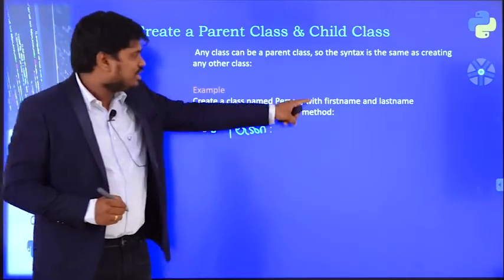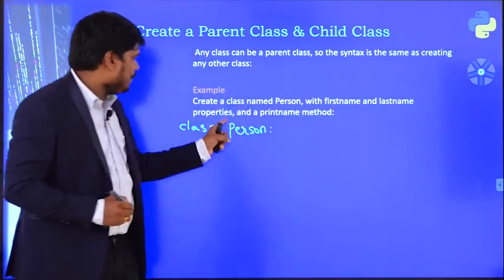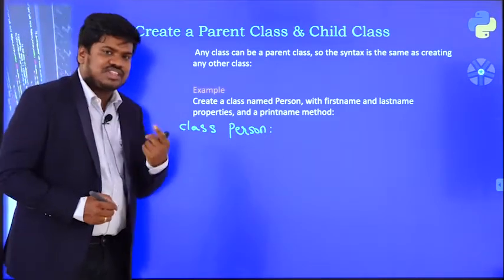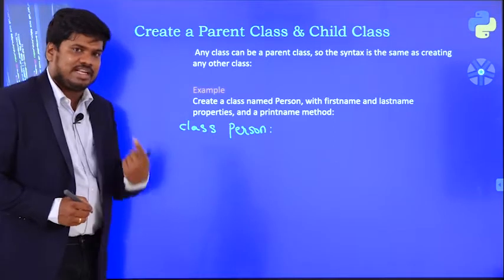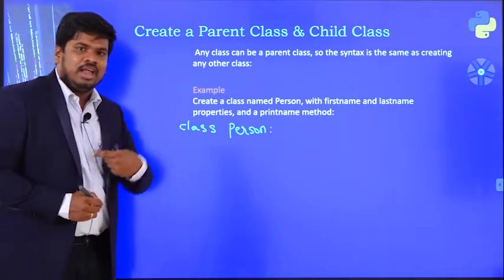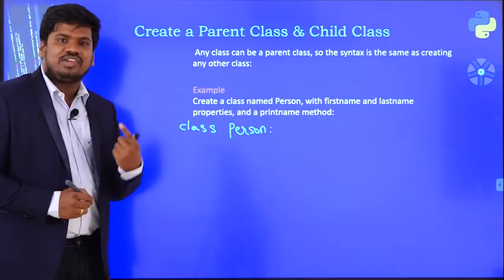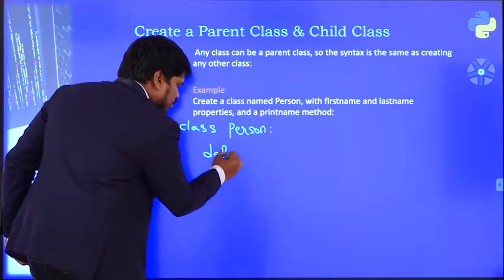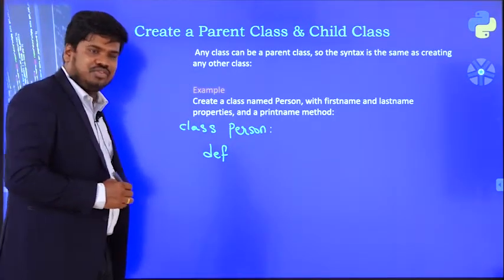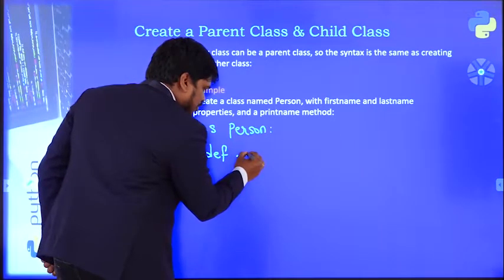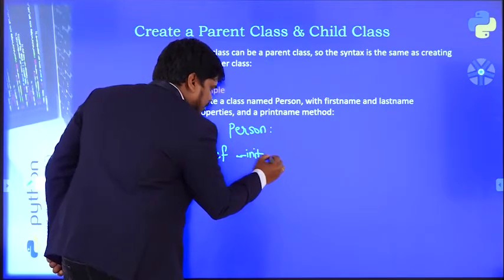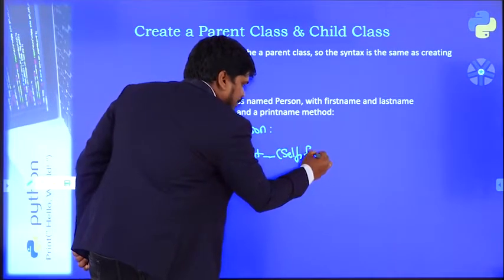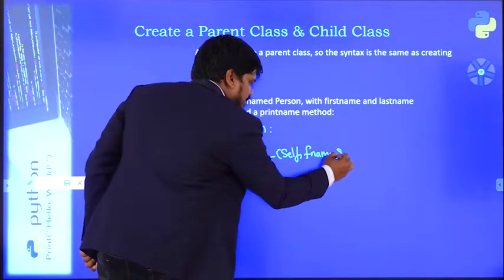And next, what is my requirement? With first name and last name properties and a print name method. So I have to read the first name and the last name of a person, and I have to print those names. So I have to create two methods. Here I'll go with an init method. How will I go with an init method? I have to use the function def, followed by underscore underscore init underscore underscore, self, comma first name, comma second name.